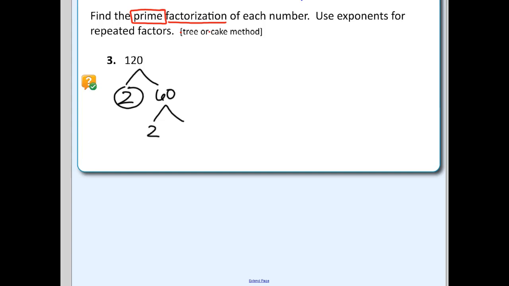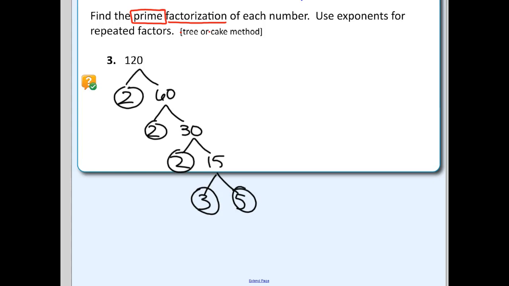Well, 60 can be what? 2 and 30. 2's another prime number. Okay, 30. Well, that can be 2 and 15, and there's my prime number. Now when I get to 15, 2 won't go into 15, but 3 will, and that's 3 times 5. Okay, so when I get to a prime number, I circle it, and now use exponents for repeated factors. How many 2's do I have? 1, 2, 3. We're going to say 2 cubed times 3 times 5.